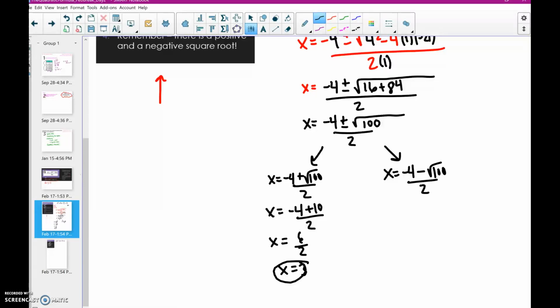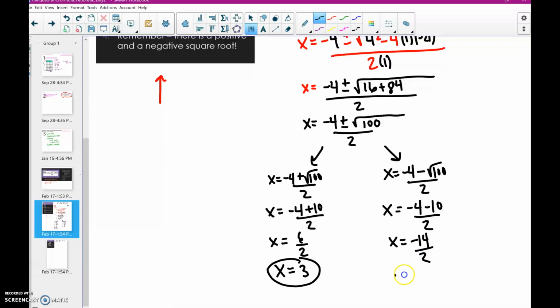And when I say 3, that means it crosses the x-axis at 0, or excuse me, 3, 0. Sorry, I was trying to get it so you didn't erase right through the 3. There you go. Second one. So here, where this is our negative root, so the square root of 100 could also be -10. -4 minus 10 is -14 divided by 2. X is -7. So those are the two roots right there.